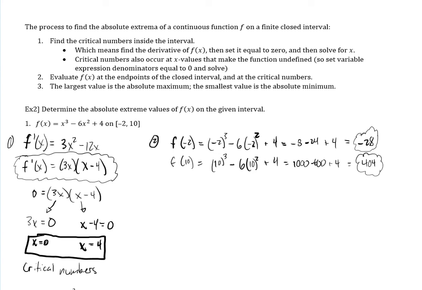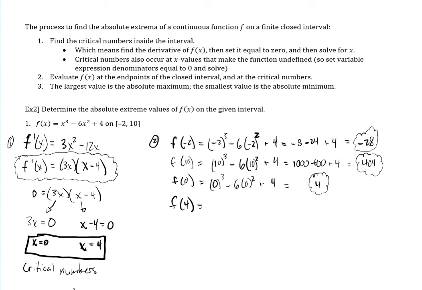Now let's do our critical numbers. Let's plug in the 0, so f of 0. When we plug that into our original function, we will have 0 cubed minus 6 times 0 squared plus 4. Well, 0 cubed minus 0 would be 0, plus 4 is 4. Again, I'm going to lightly cloud it. And then our last one, x equals 4, goes in.